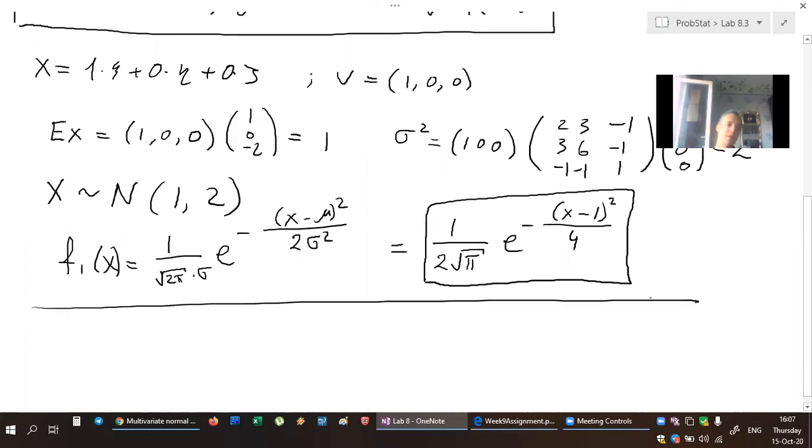So once again, if you have some linear combination of random variables, then this new random variable is also a normally distributed random variable. And you can easily find its parameters, its expected value and its variance, using the initial knowledge of the random vector.